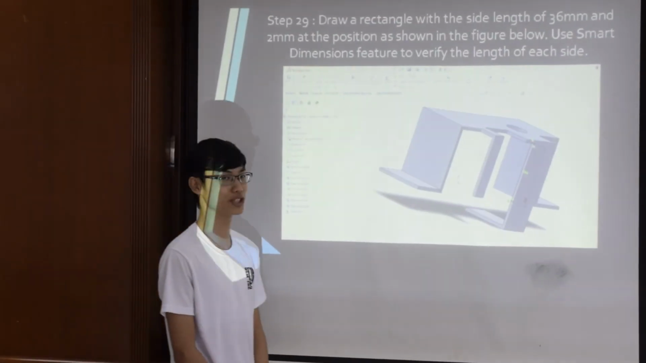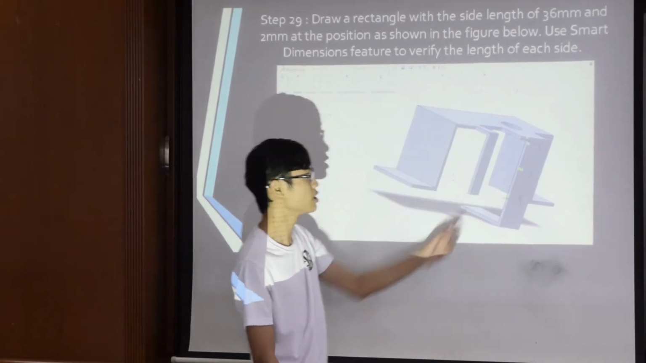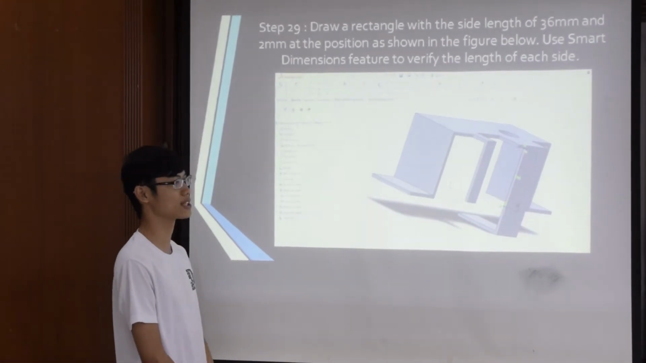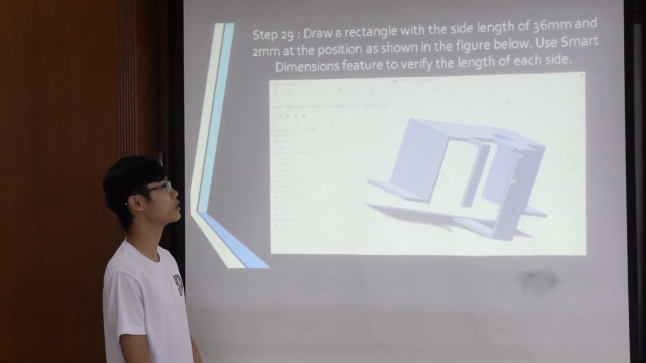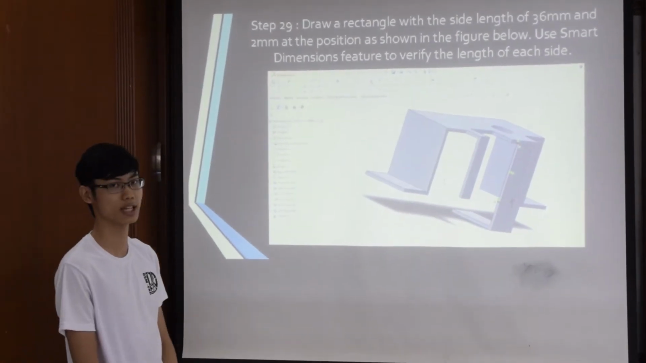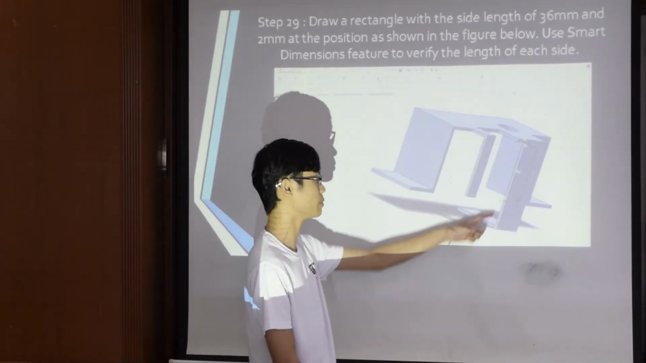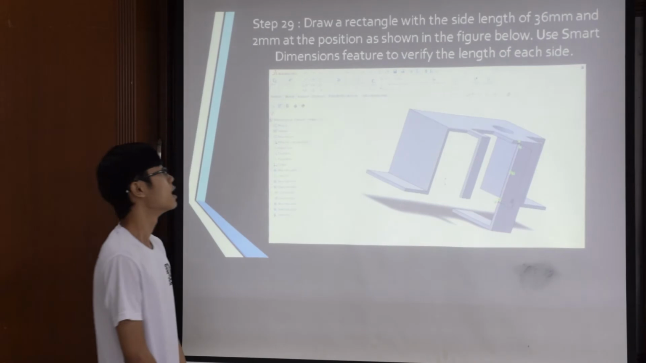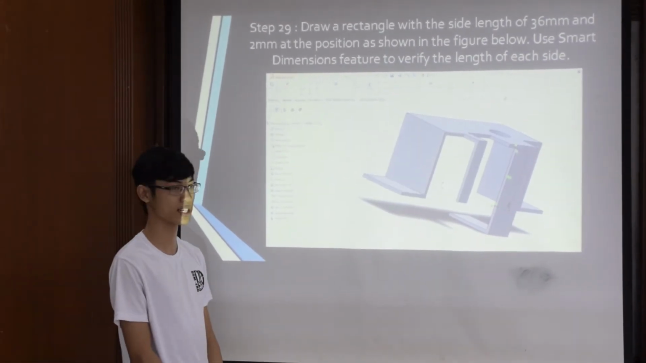We need to extrude a rectangle from this plane. Before extrude, we need to select a sketch and select this plane. Then we draw a rectangle with side length of 36 mm and 2 mm at the position as shown in the below figure. Then we use the smart dimensions feature to verify the length of each side.